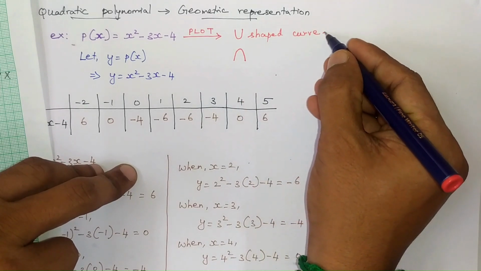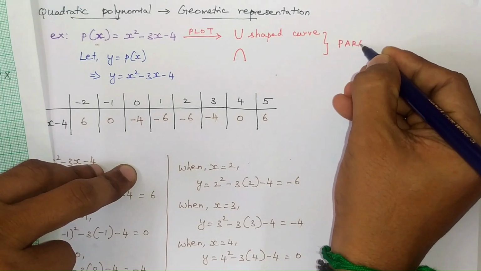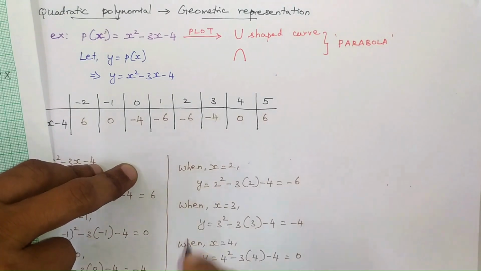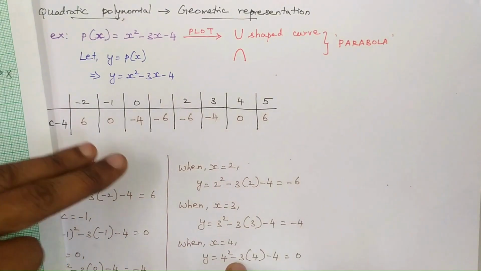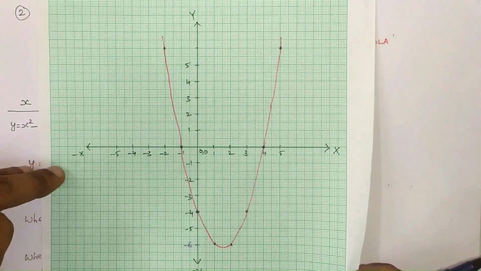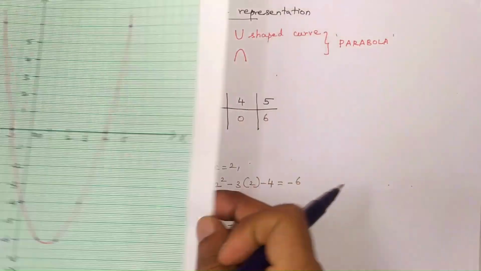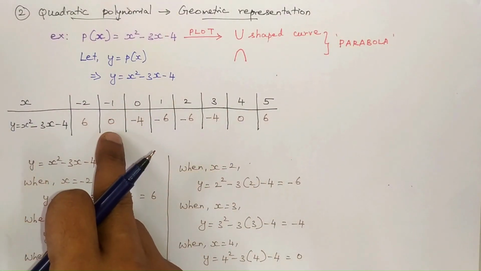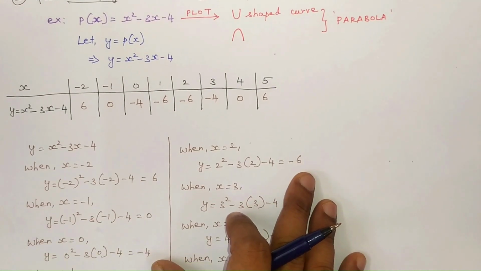So this type of curve we call a parabola. It is called a parabolic curve or a parabola. Which is called a parabola? This type of U-shaped curve. So how did we get this U-shaped curve? By plotting the points. How did we get the points? By substituting the values of x and getting the value of y.